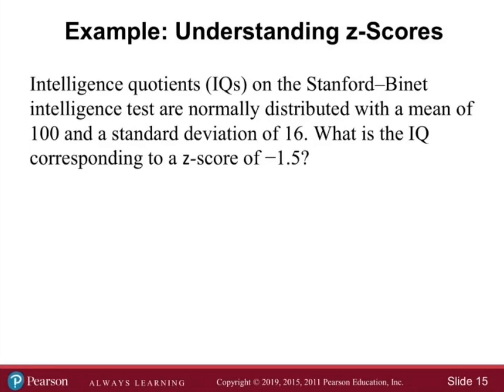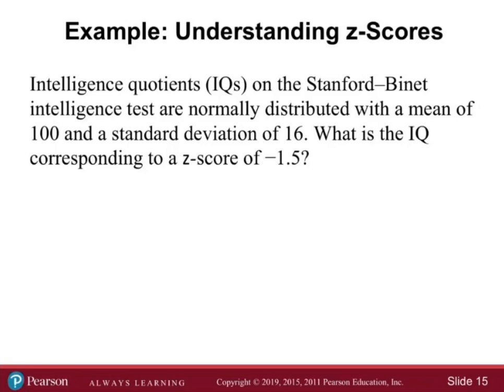So intelligence quotient, IQs on the Stanford-Binet, I guess? It's probably Binet because I don't see any accents or anything. The Stanford-Binet intelligence tests are normally distributed with an average of 100 and a standard deviation of 16. What is the IQ corresponding to a z-score of this?